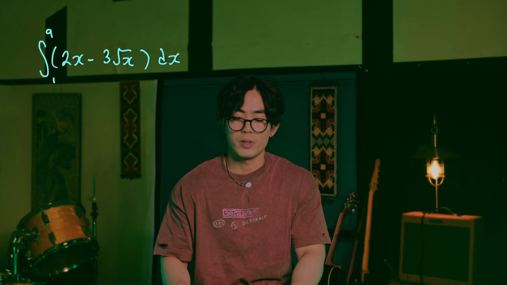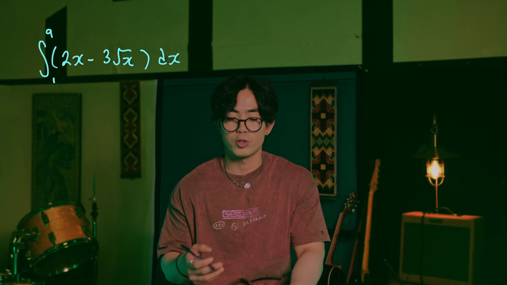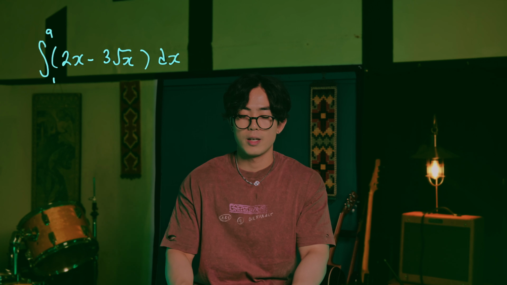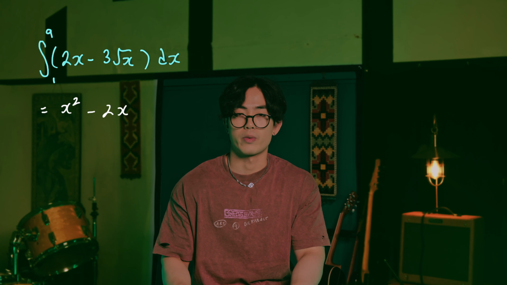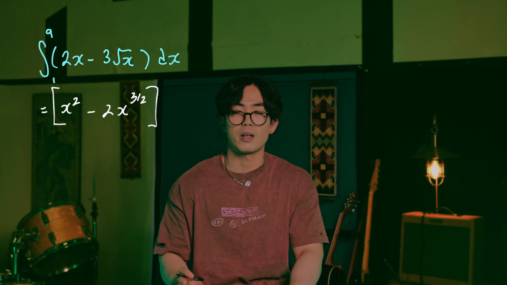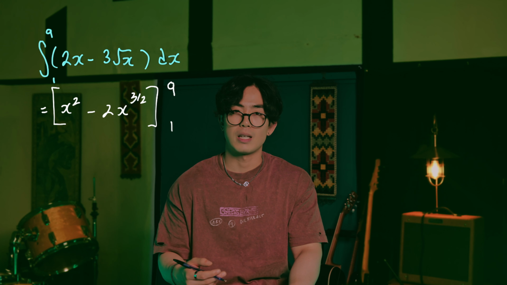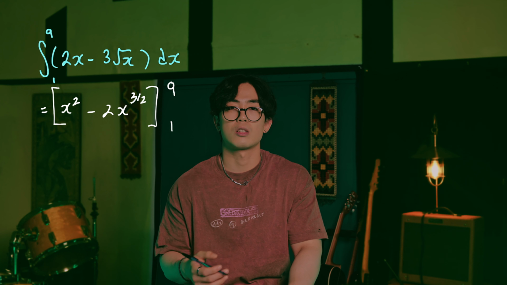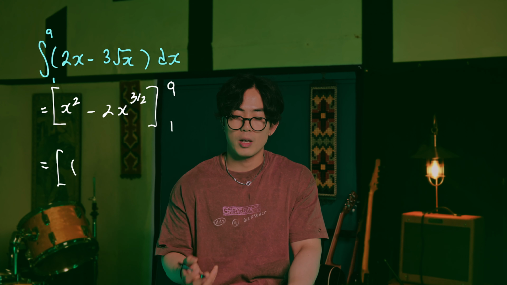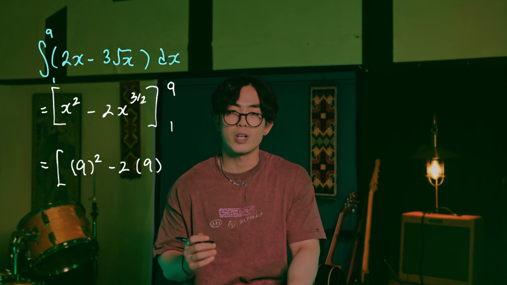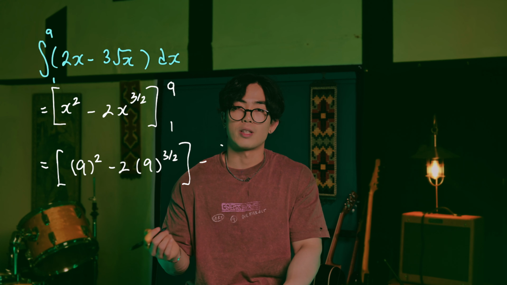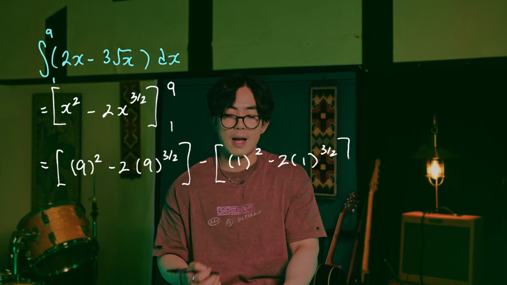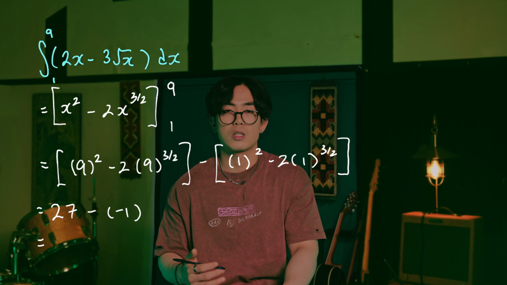Let's take a look at this example here. Once again, it's a definite integral due to the fact we have some limits, 1 to 9 now. First things first, let's go ahead and integrate it. We'll get x squared minus 2x to the power 3 over 2. This we write inside some square brackets with limits 1 to 9. Now we input the limits, putting the upper limit first, so x is 9. Make sure you put it in brackets just so that you don't make any mistakes. So we're going to have 9 squared minus 2 times 9 to the power 3 over 2. Subtracting, putting in the lower limit of x is 1, so 1 squared minus 2 times 1 to the power of 3 over 2, and then we're going to get 27 minus 1, which is just 28.